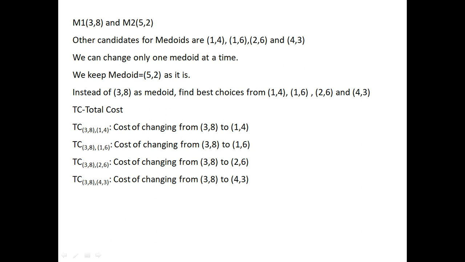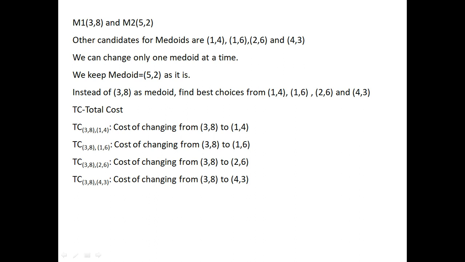So M1 (3, 8) and M2 (5, 2) was our initial assumption. Other candidates for midweights are (1, 4), (1, 6), (2, 6) and (4, 3). We can change only one midweight at a time. We keep midweight (5, 2) as it is, and instead of (3, 8) we will check all other choices. Like our previous example, we need to calculate the total cost.